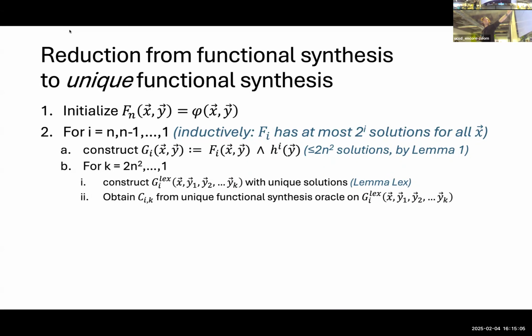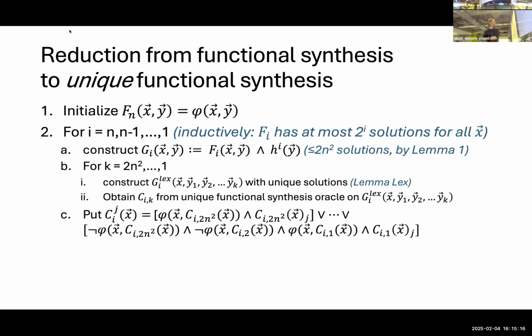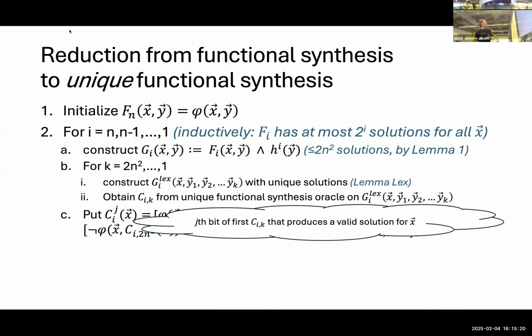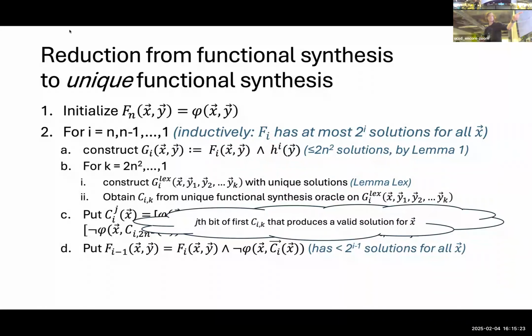And now I can use my specification to check, all right, did my partial Skolem function on a given input give me a witness yet or not? Okay, so there's this ugly thing, which is just saying, give me the first witness that produced a valid solution for X. Okay. And then, given that circuit so far, I'll say, okay, fine. Now let me just consider the function that did not get a solution in this round.